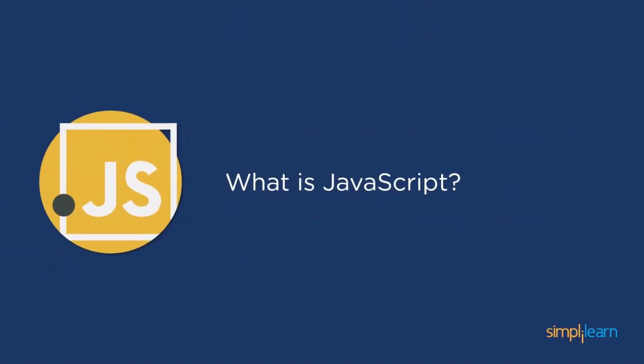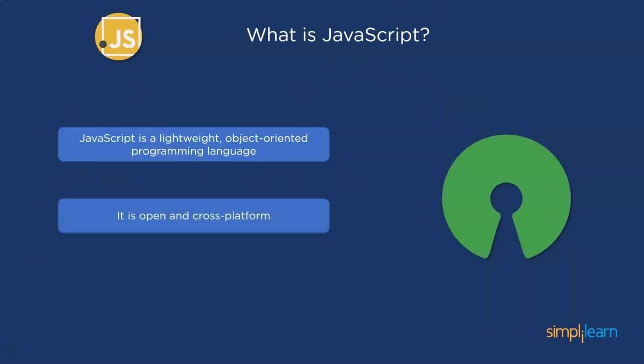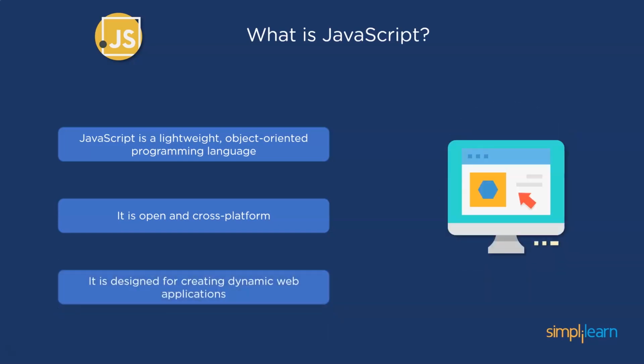So what is JavaScript? JavaScript is a dynamic computer programming language which is lightweight and object-oriented. The best part about JavaScript is that it's open source and cross-platform compatible, meaning one piece of code written in any system, regardless of the operating system, functions the same in other operating systems as well. Lastly, most commonly used as a part of web pages, it allows client-side script to interact with the user and make dynamic pages.